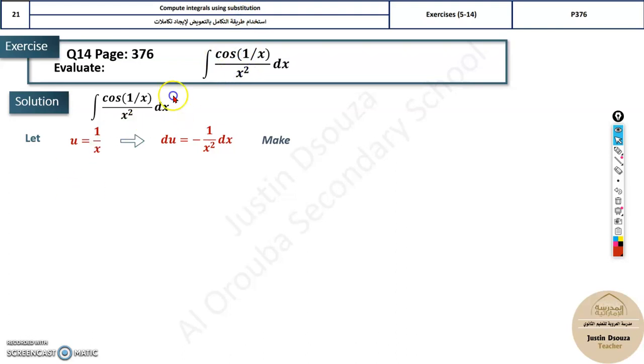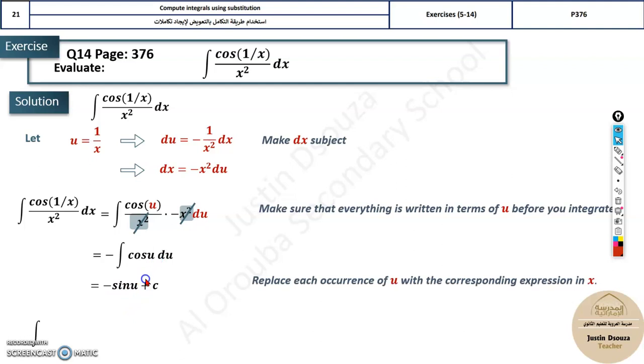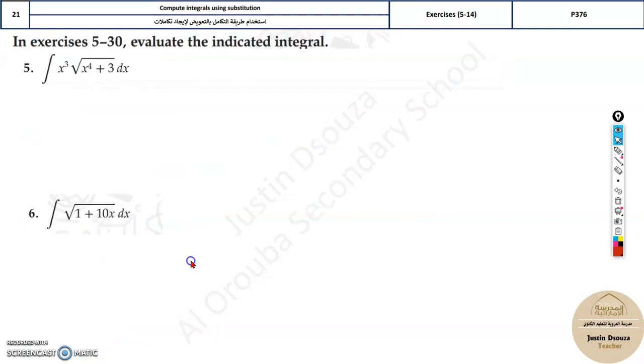Now over here, you have 1 by x as u. When you differentiate this, it will be minus 1 by x squared. Then rearrange to get dx. This goes to the other side and it becomes minus. Then you can simplify it. Root x cancels, and this minus sign prevails. The integration of cos u will be positive sine u, but this minus sign will be there. But don't forget to substitute back what was u. 1 by x was substituted as u, so put 1 by x back. That's how we solve it.